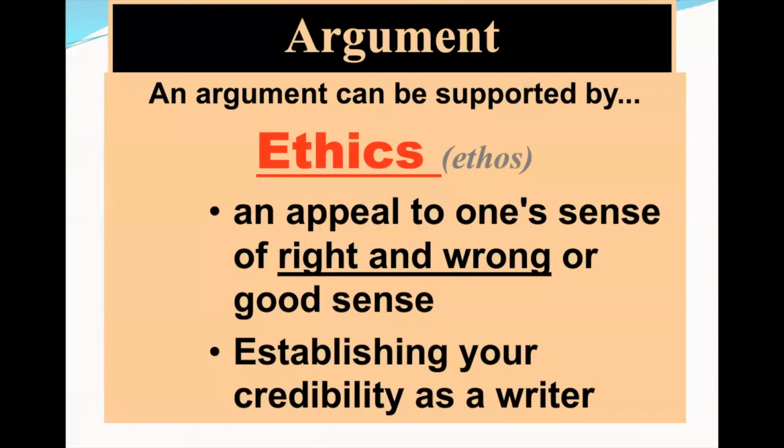And the second one is ethics. How can you support your argument using ethical appeal? Ethics means an appeal to one's sense of right and wrong or good sense. This is one way of establishing your credibility as a writer. So to establish your credibility as a writer, you need to make sure that all the information that you're gathering are from credible sources.